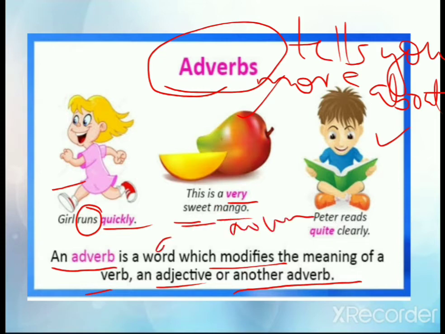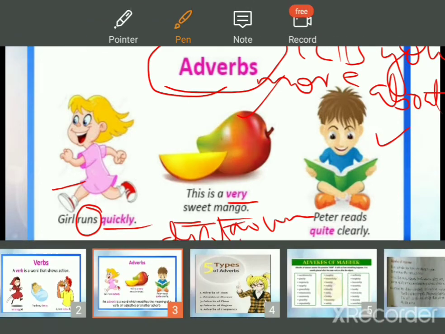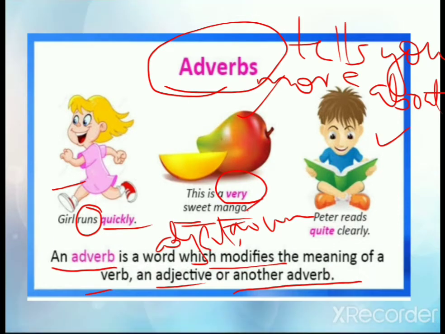Okay, sweet is adjective. Now if you use very, you are telling more about sweet. It's very, very sweet. So what does very modify? Sweet. How much sweet it is, not how mango is. Mango is sweet, so that became adjective. But now when you say how sweet it is, you say very sweet. So sweet is adjective. So here you are modifying, telling more about adjective. So isn't this point covered? Yes? Easy?